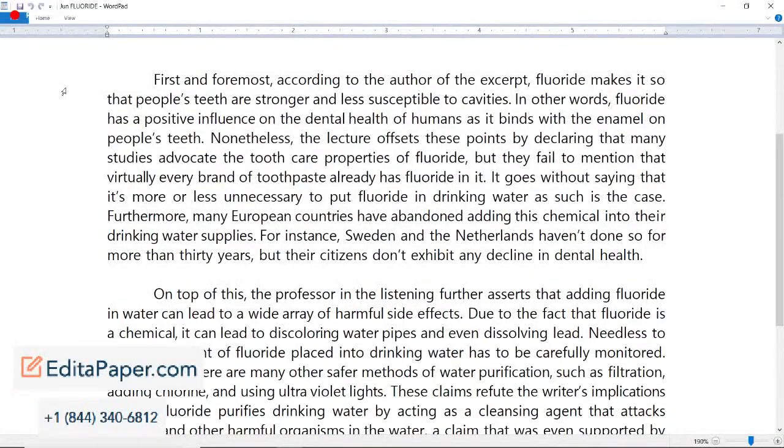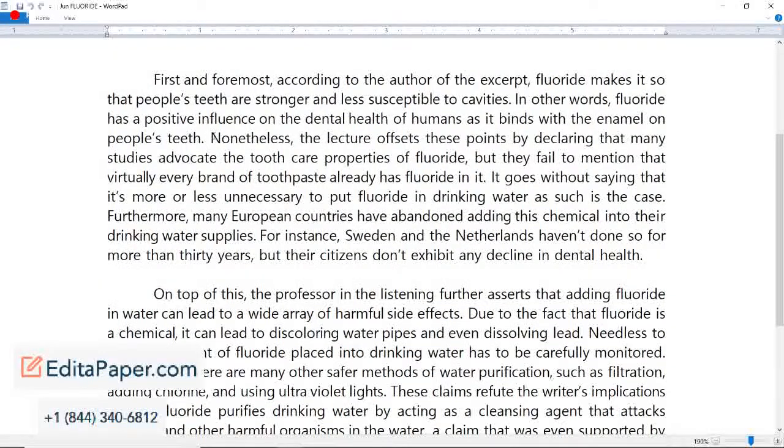First and foremost, according to the author of the excerpt, fluoride makes it so that people's teeth are stronger and less susceptible to cavities. In other words, fluoride has a positive influence on the dental health of humans as it binds with the enamel on people's teeth. I don't know why it's so hard to say that word. Nonetheless, the lecturer offsets these points by declaring that. Okay, so that's it for the reading. That's it. You don't have to write too much.